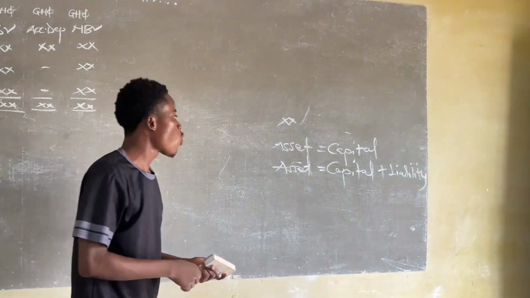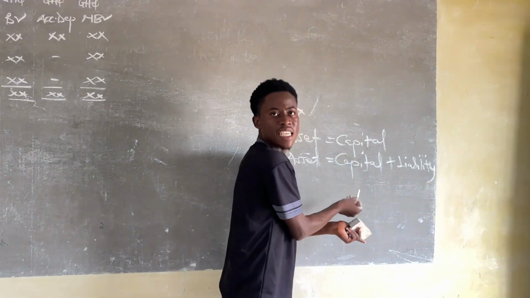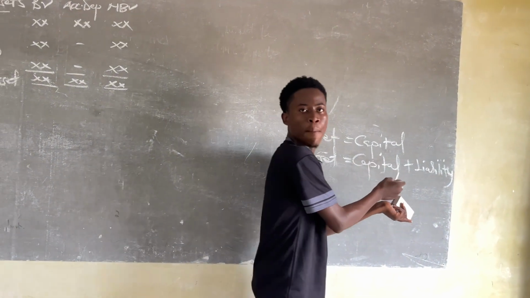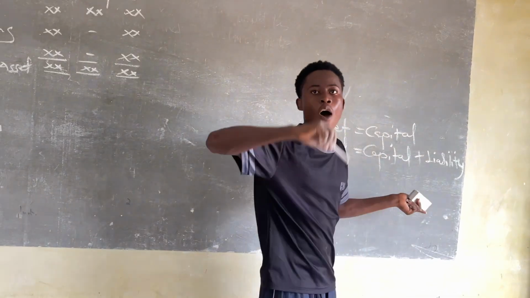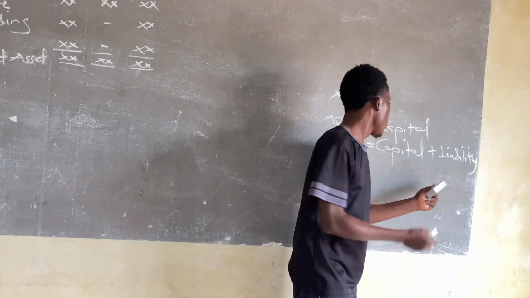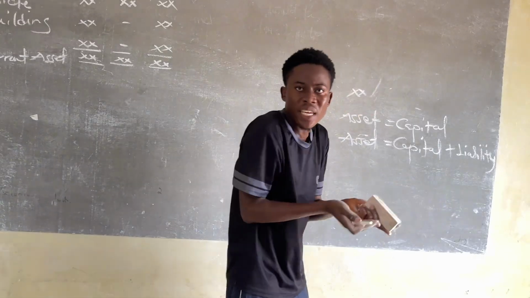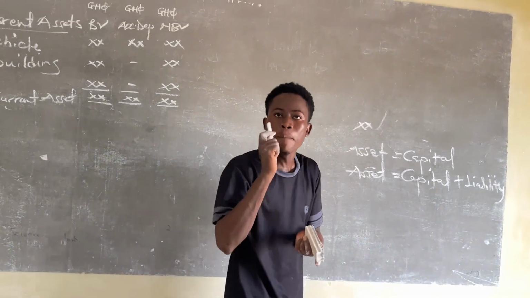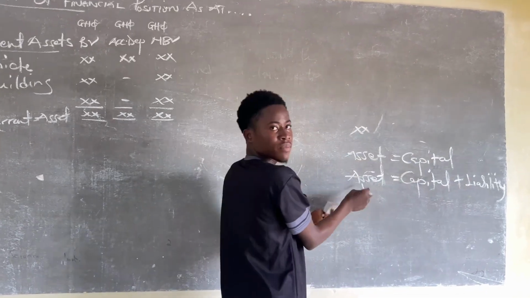So we have asset equals capital plus liability because the capital, which is the owner's investment, plus the money that was borrowed from the owner, from an outside organization, or which was bought on credit, when we add it to the owner's investment, it becomes the property of the organization. That is the main reason we have the capital plus liability giving us the asset.